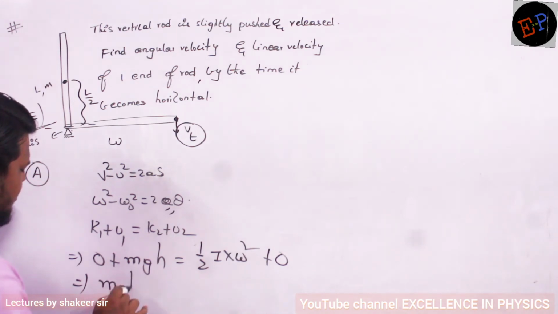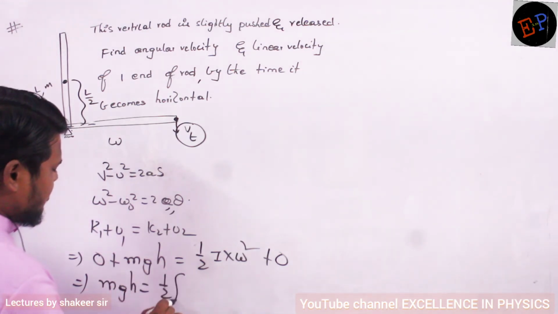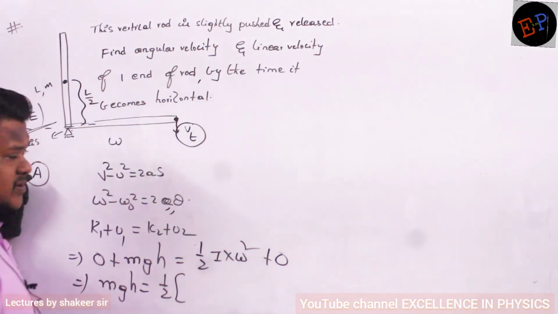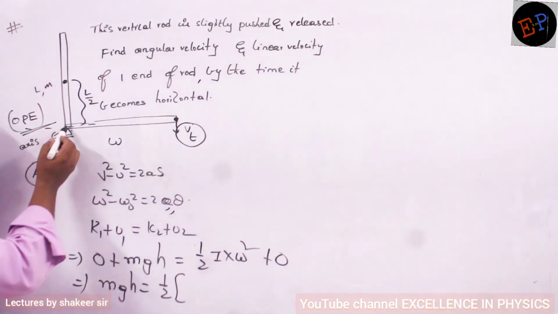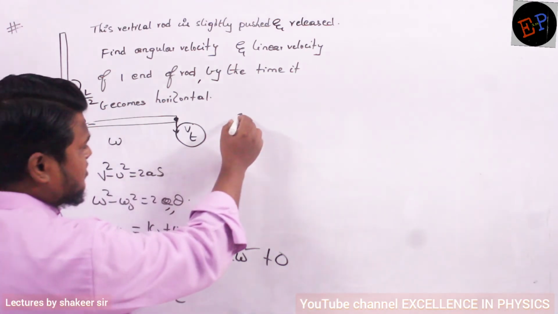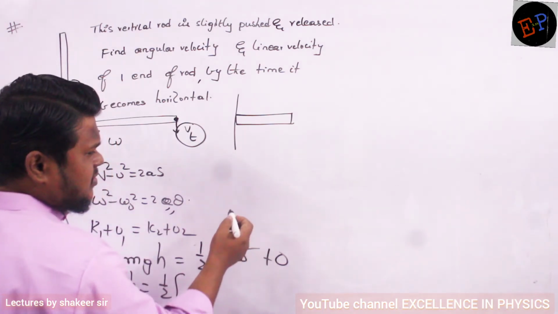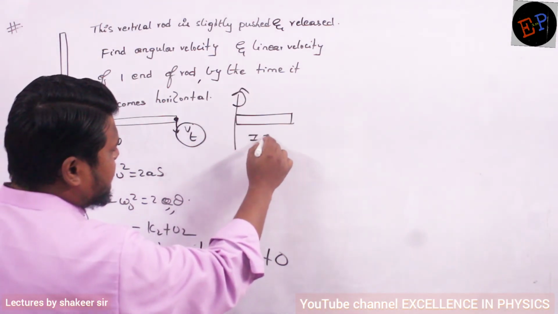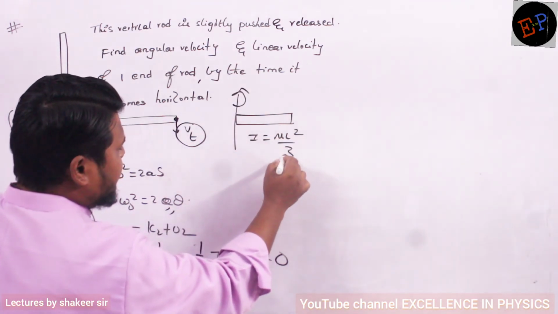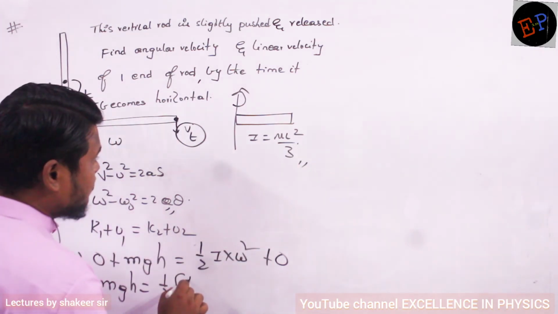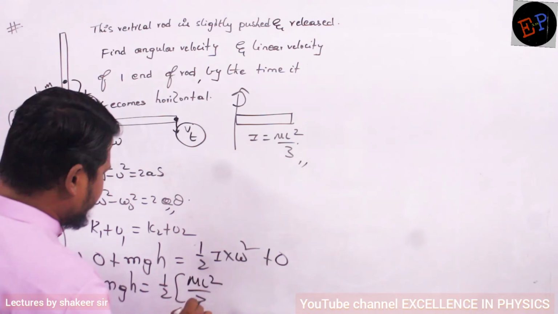So mgh is equal to half into, now what is the moment of inertia of this rod? The rod is rotating about one axis, no? At one end of the rod, the axis is present. When the axis is at one end of the rod, what is its moment of inertia? I is equal to ml square divided by 3. This is the moment of inertia, no? So substitute. So ml square divided by 3.